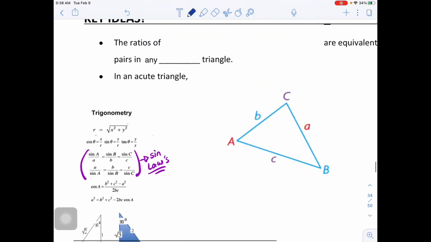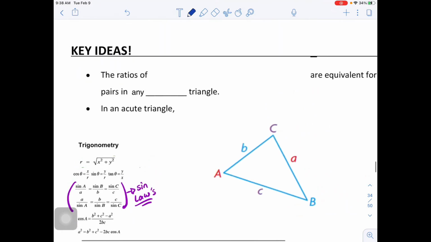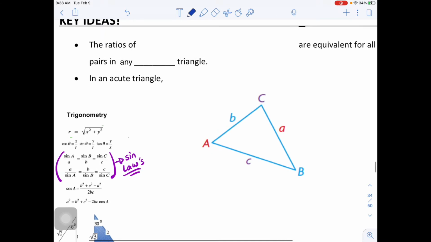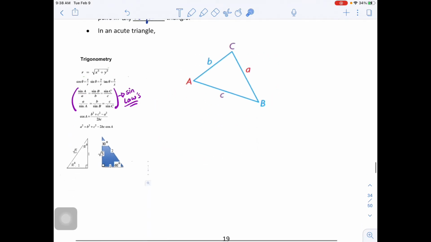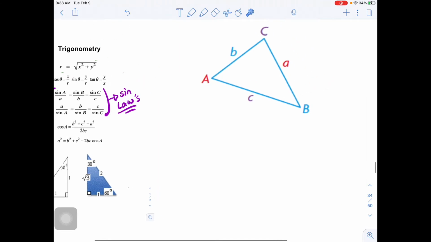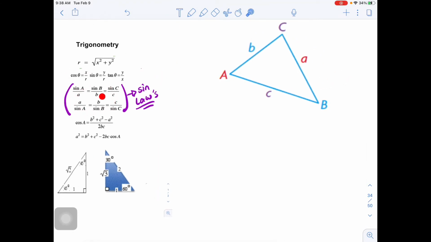So the ratios of sine A over a equals sine B over b equals sine C over c are equivalent for all three side-angle pairs in any oblique triangle. It's actually true for any triangle, really. So here's an acute triangle, and we can now use our sine laws. Now, how does it work? We need to know how to set this up properly in order to use them.